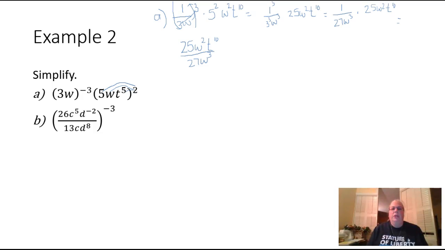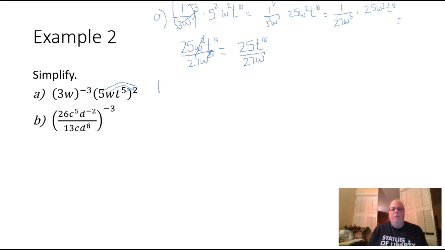And we're almost finished here. I notice I have w's in the numerator and w's in the denominator, so this fraction can actually be reduced. And I have 2 w's up here on top, 3 w's down here on the bottom. I can cancel 2 of those and leave me with 1. So that's going to leave me with 25 t to the 10th on top, and then 27 w, or w to the 1st if you want to put that exponent on it, on the bottom.